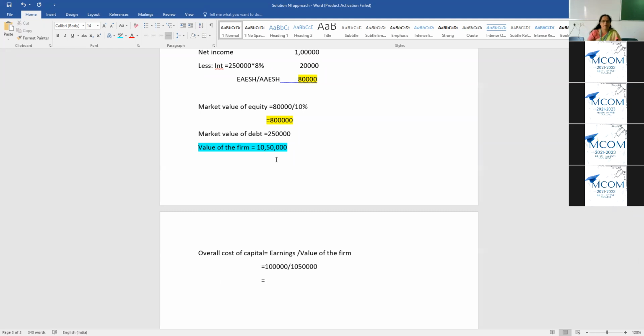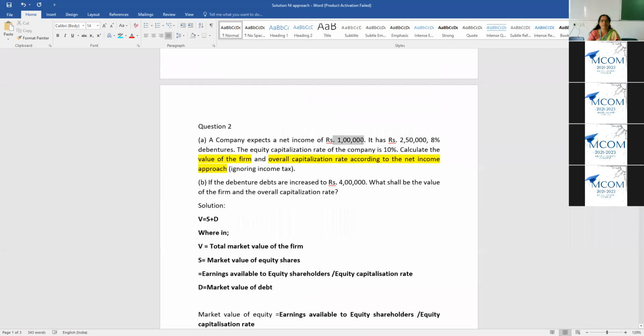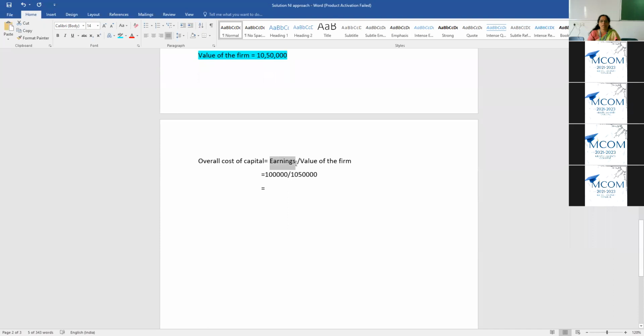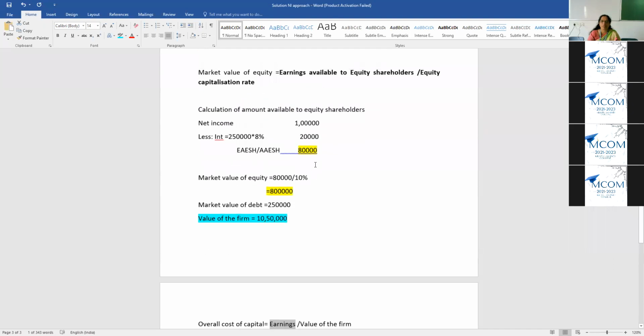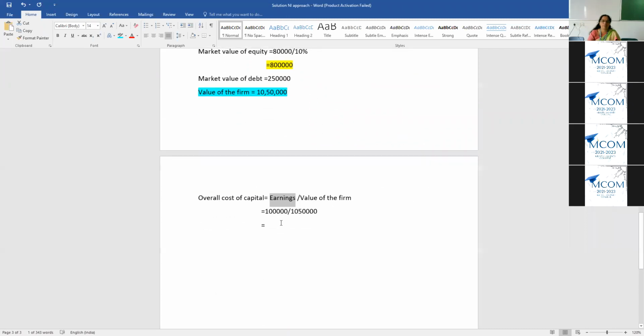1 lakh divided by... the net income is 1 lakh. Here we are not talking about earnings available to equity shareholders, because it is the overall cost of capital. So we are talking about the net earnings of the company. The net earnings divided by the value of the firm, which you just calculated. So 1 lakh divided by 10,50,000.